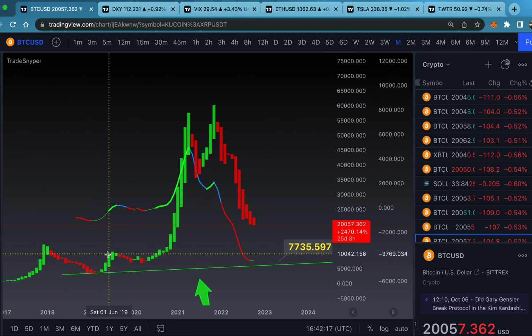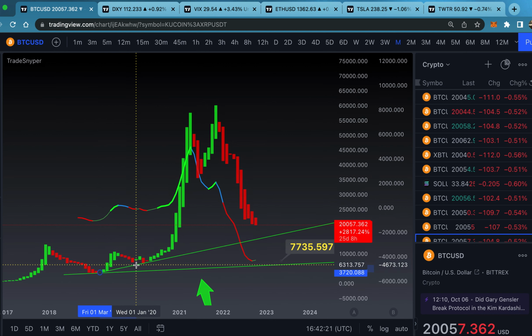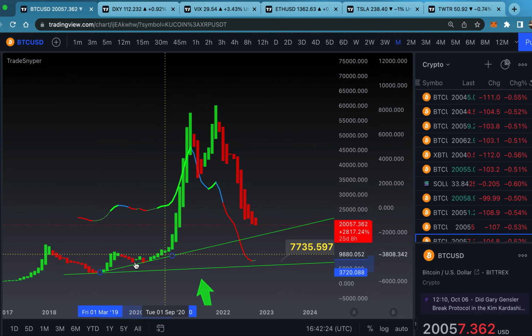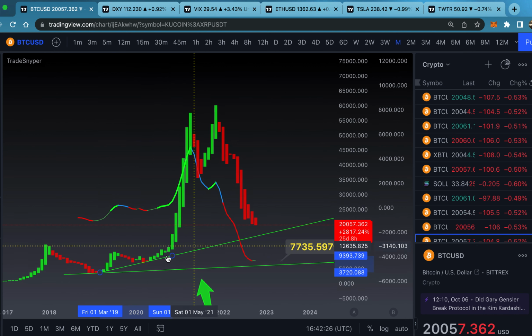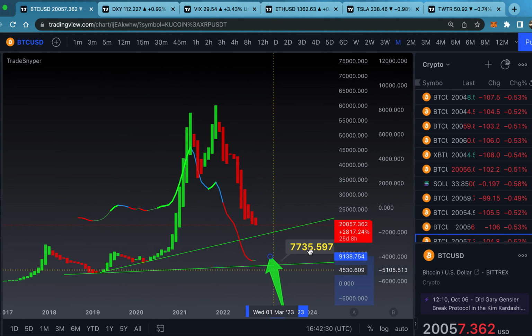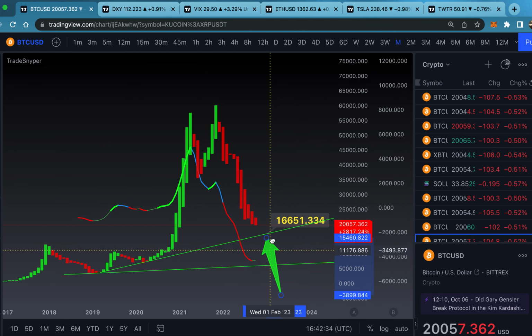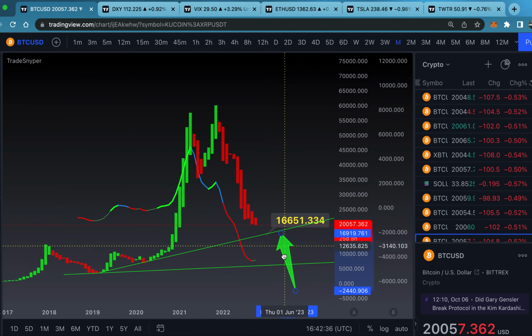There's another ray. I would say we could go from this bottom to here, because you'll notice that this pinged off a support line multiple times. So if we look at this type of ray right here, this brings it to around 17K. We already hit that. So it's going to bottom in between this range.